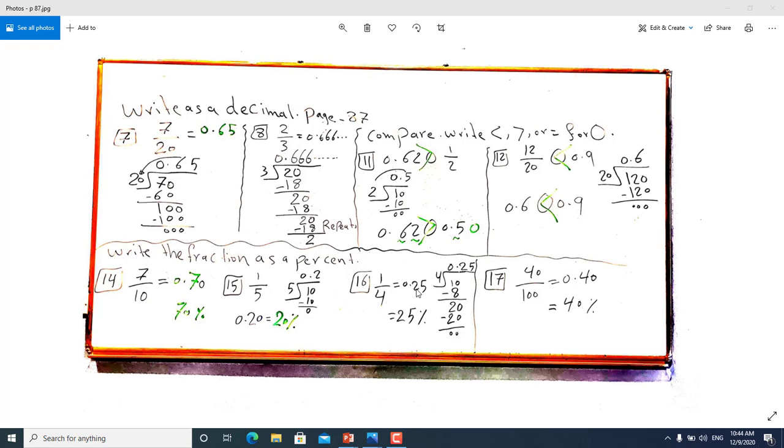It's from the hundredths place. It's tenths, hundredths. So you just write 25 as a percent. And here, it's 40 over 100. That means 0.40. It's the hundredths place, so it's 40%.